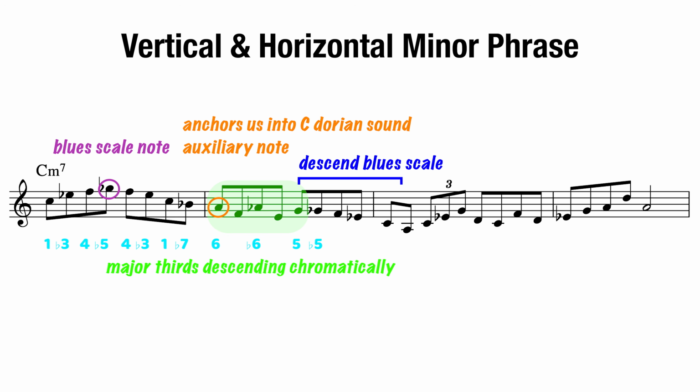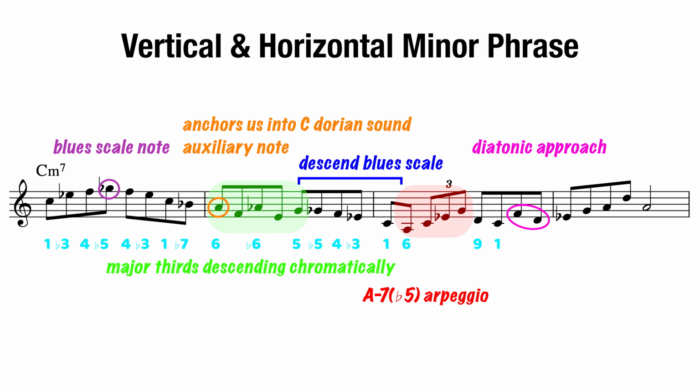So 5, flat 5, 4, flat 3, root, then back into more of a vertical approach where we're outlining this C Dorian sound pretty strongly. We have our 6, and then an A minor 7 flat 5 arpeggio, so you'll hear that a lot in bebop vocabulary, and especially with this ending. So that's like the 9 to the root.